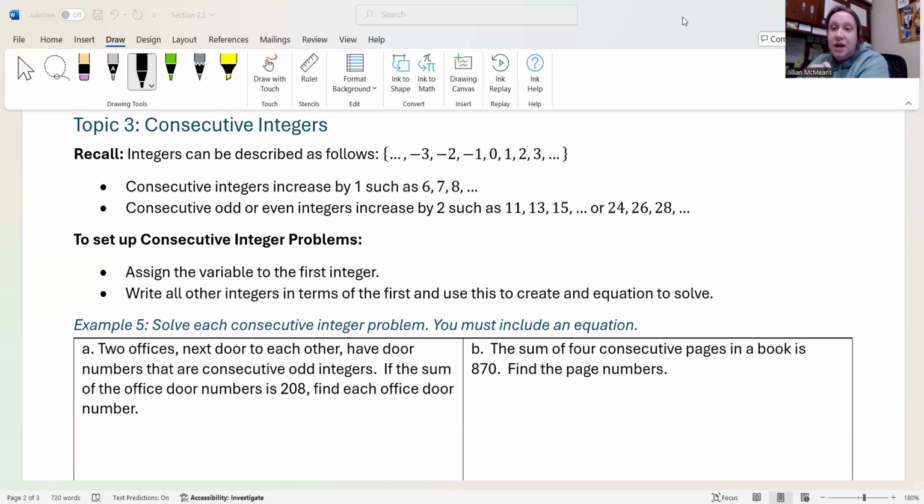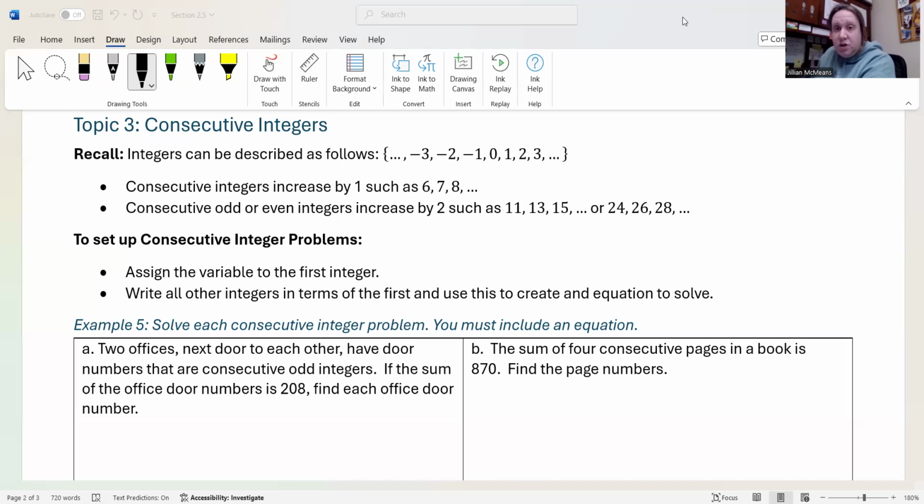If you're dealing with consecutive even or odd integers, you're always increasing by 2. So if you start with some odd number, for example, here we have 11. If I increase 11 by 2, I get the next odd number, which is 13. If I increase that by 2, I get the next odd number, which is 15. Add 2 again, I get the next odd number, which is 17, and so forth. The exact same pattern works for even numbers.